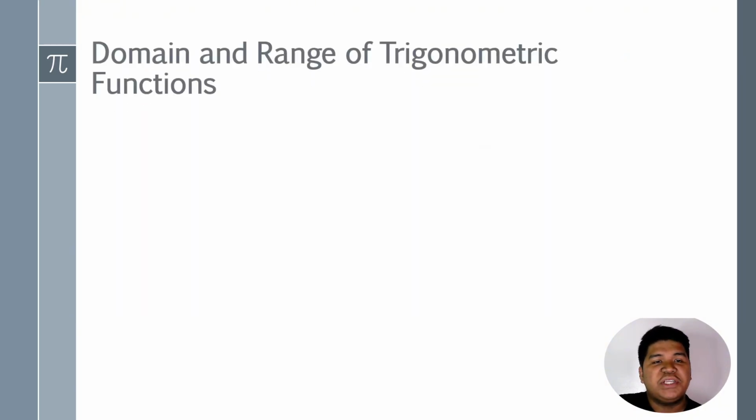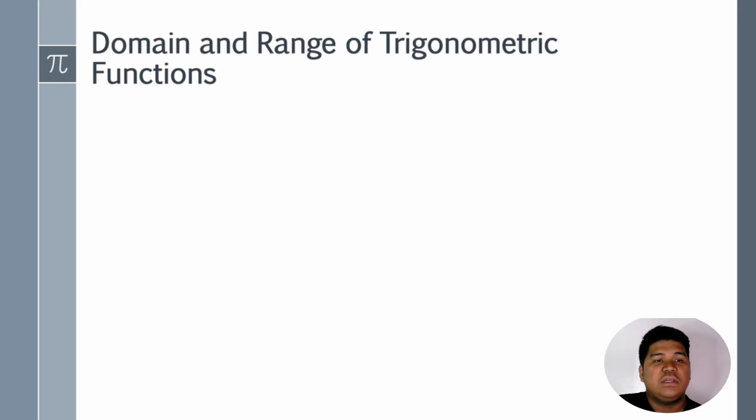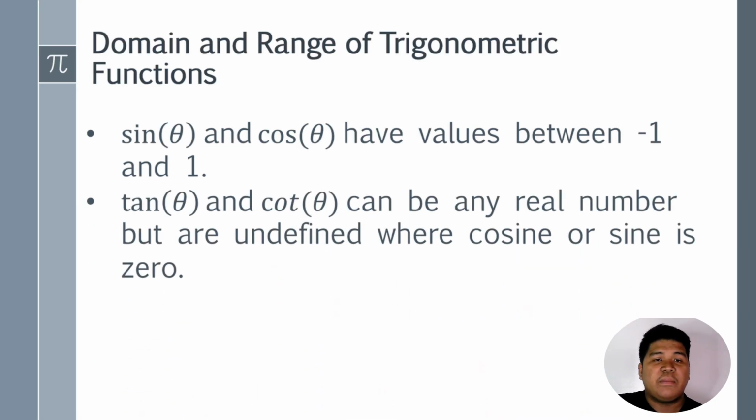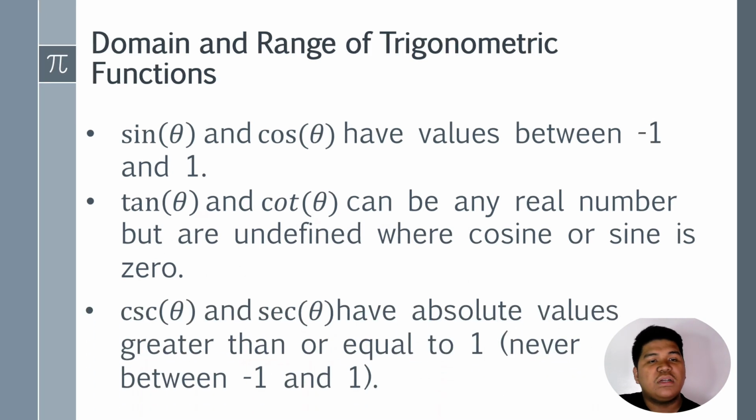So, the domain and range of trigonometric functions. Sine and cosine have values between negative 1 and 1. Tangent theta and cotangent theta can be any real numbers but are undefined where cosine or sine is 0. While cosecant and secant have absolute values greater than or equal to 1. It's never between -1 and 1.